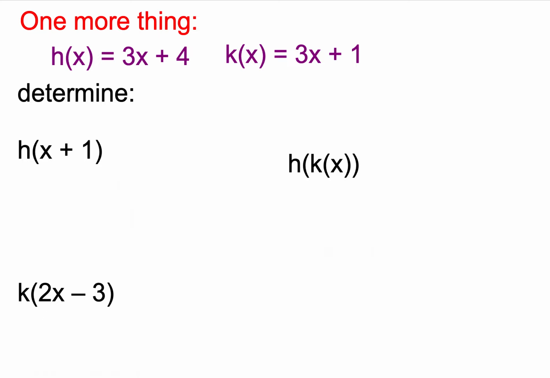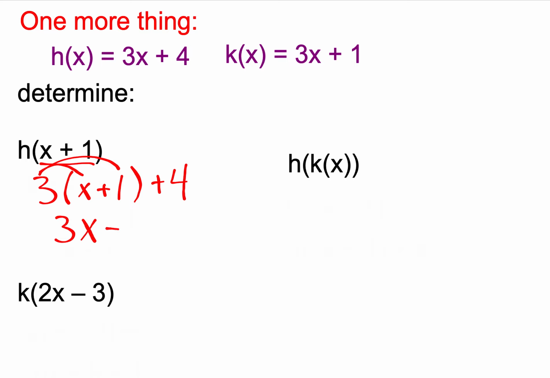Okay, just one more thing before going to the assignment, and that is that we can plug an expression into a function. For example, h of x is 3x plus 4. What is h of x plus 1? Well, we're going to take 3x plus 4 and replace the x with x plus 1, and we just simplify this down. Now, what this actually does to the function is it's just going to do a little translation to it. It's going to move it.